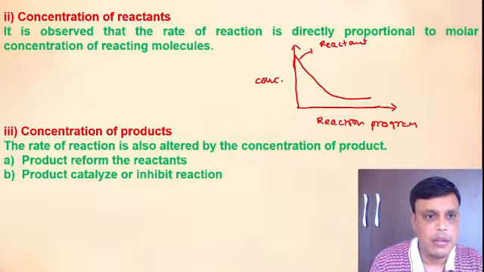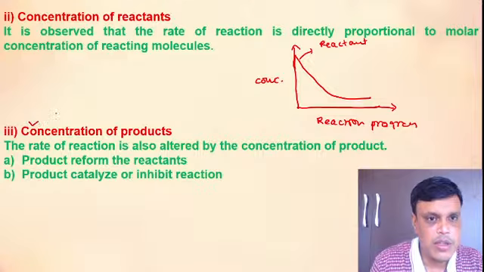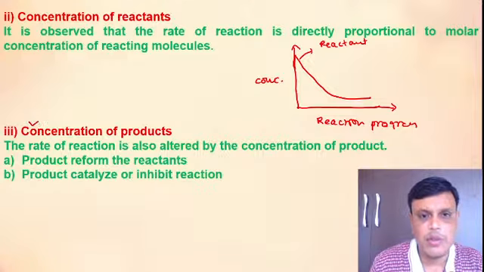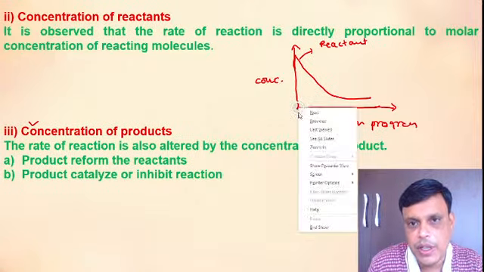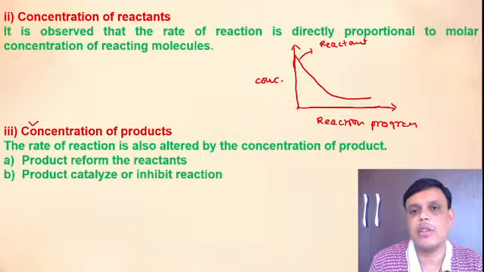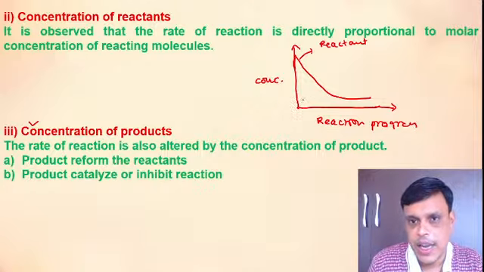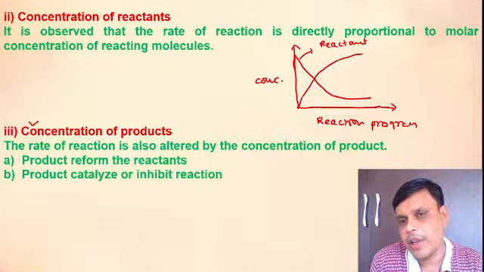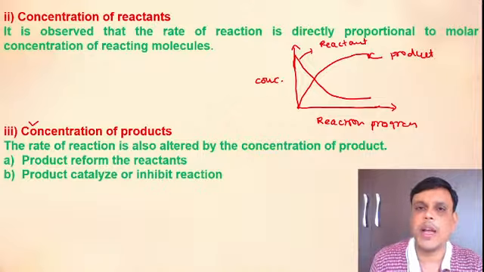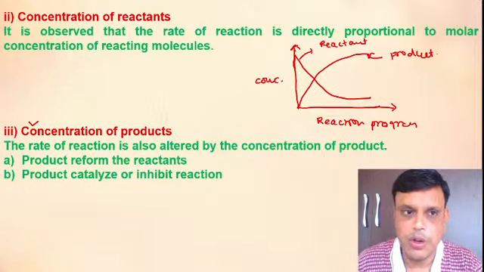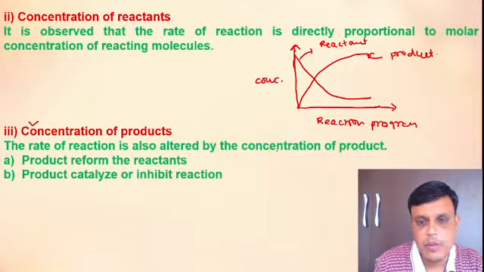And another factor is also there, concentration of product. The rate of reaction is also altered by the concentration of product. At zero time, or at initial time, the concentration of product is 0, and as the reaction goes on, its concentration increases, and at some point it becomes constant. So it is for product. By knowing this graph, you can understand the concentration of reactant is also an important factor. Then the rate of reaction is also altered by the concentration of product.